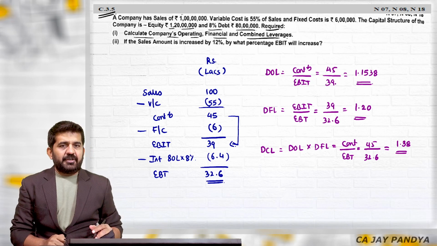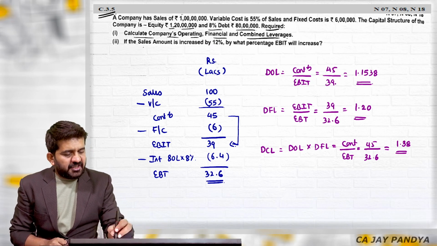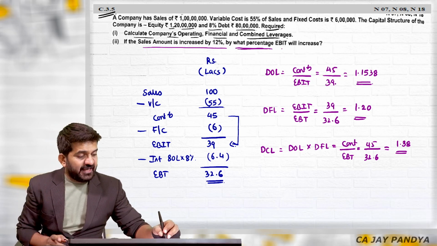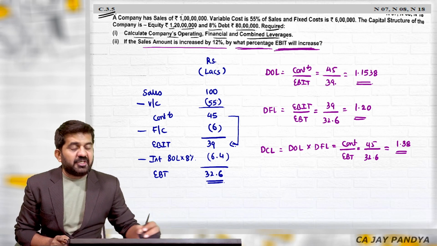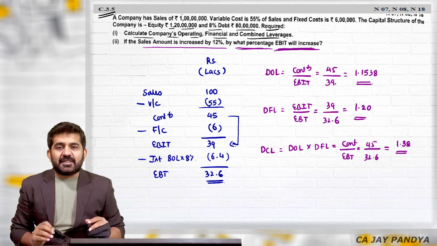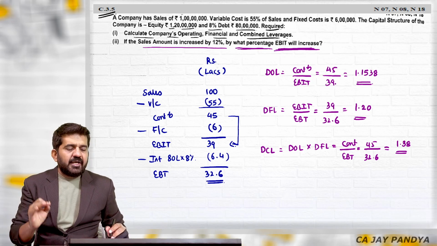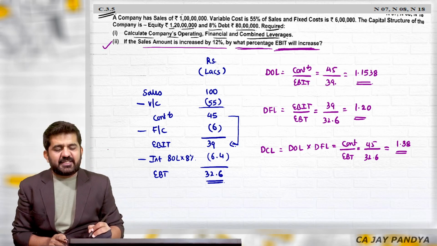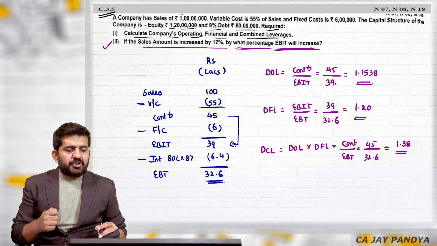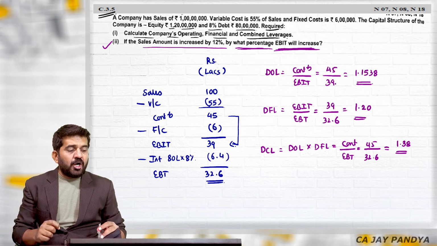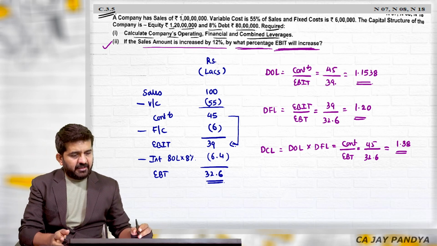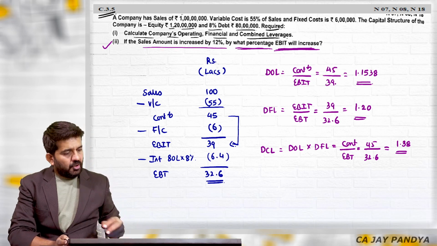Second question is important. If the sales amount is increased by 12%, by what percentage, not EPS, EBIT will increase? I don't want the answer. I want one of the students to tell me which degree of leverage will be important in finding out the second answer. If the sales amount is increased by 12%, by what percentage EBIT will increase? Which leverage will be helpful to us? Can anyone tell me? Operating leverage, correct.